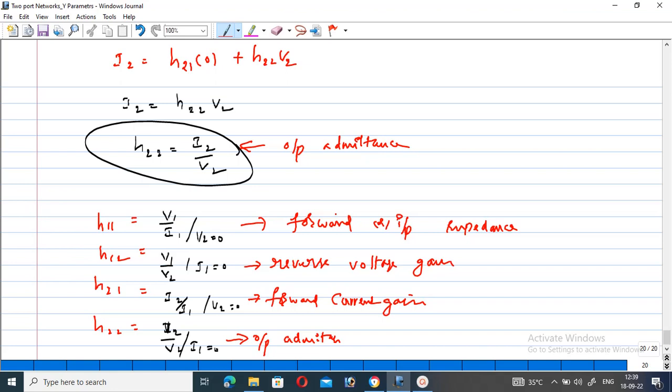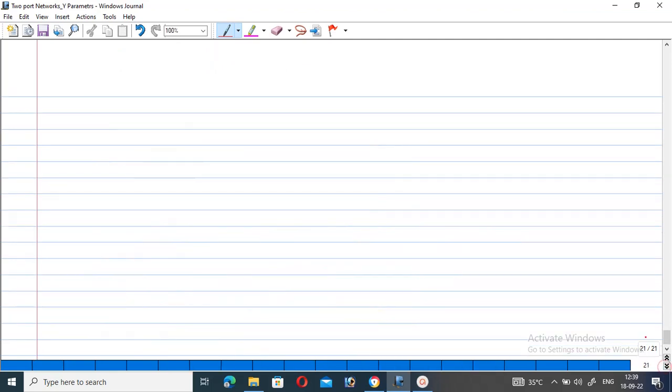Okay, so these are the topics in H parameters. If you want to find out the reciprocity conditions, I don't want to go through this very clearly, I will just mention the conditions for the H parameters. For the reciprocity condition, what we are getting is H12 is equal to minus H21. This is nothing but the reciprocity condition.